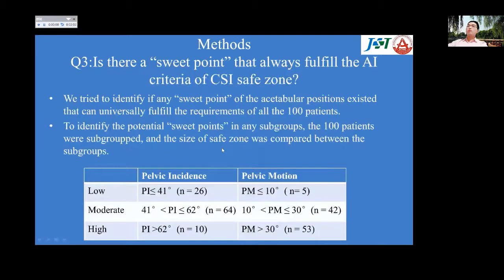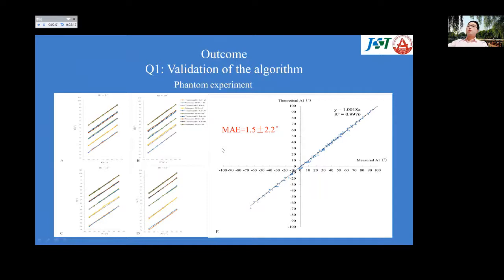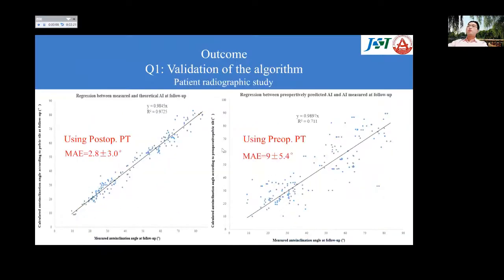To answer question 3, we tried to identify if any sweet point of the acetabular positions existed that could fulfill the CSI requirements for all the 100 patients, or any subgroups by pelvic motion or pelvic incidence. For the results of question 1, the algorithm is highly accurate by the phantom study. For the patient radiograph study, the theoretical AI calculated at the follow-up was highly accurate, but the pre-op predicted AI was less accurate as it's based on the pre-op pelvic tilt.